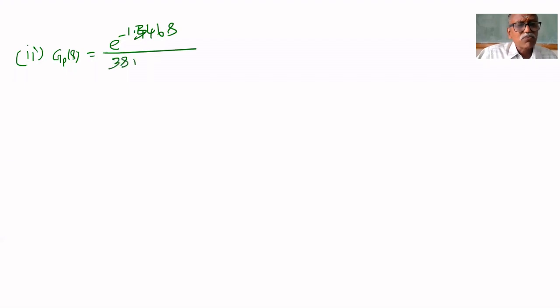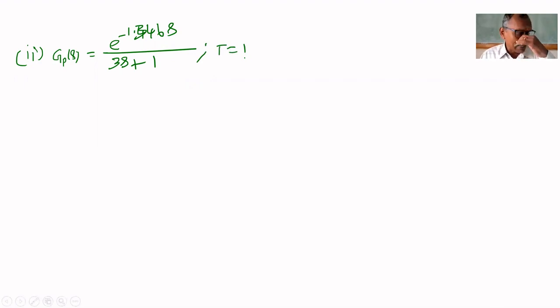Second part of the laboratory experiment. The second part is we have to design for G P of S equal to e power minus 1.346 S upon 3s plus 1. The sampling period, let us assume T equal to 1.